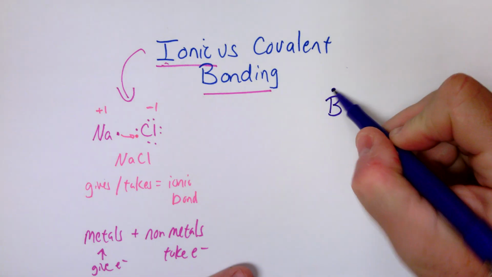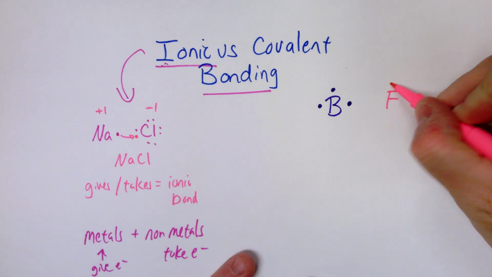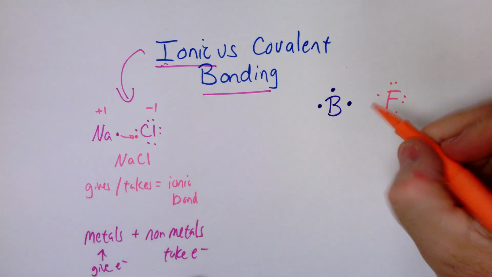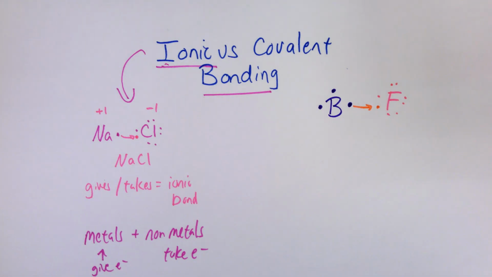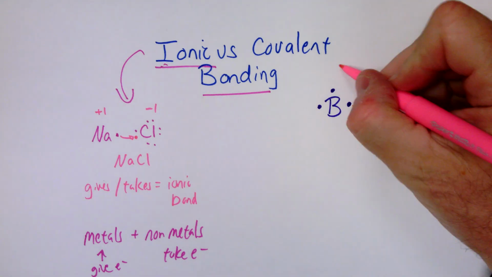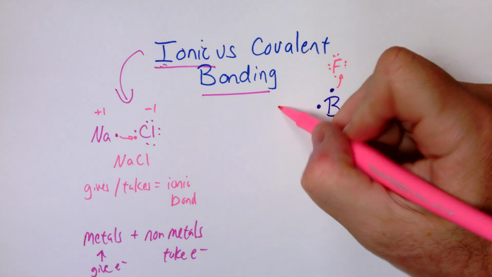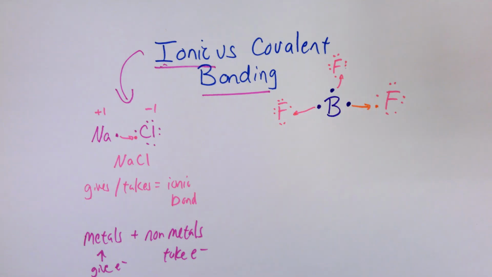So I've got boron with my 3 valence electrons. And then I've got fluorine with the 7. And we can see how this is going to work. We would think boron wants to give up an electron to fluorine that way. Boron gives up an electron that way, and boron gives up an electron that way. Now it seems like everybody's satisfied the octet rule. But here's what's different.